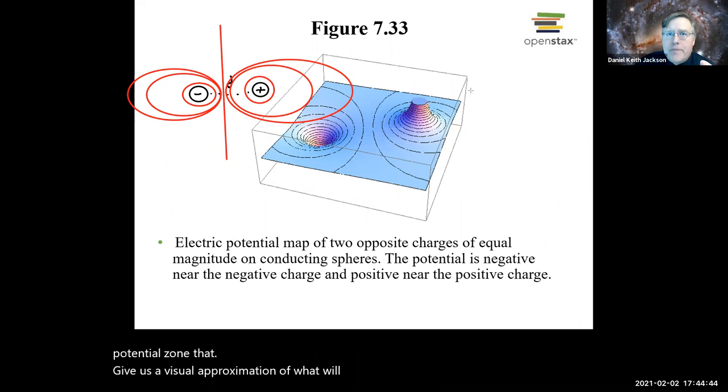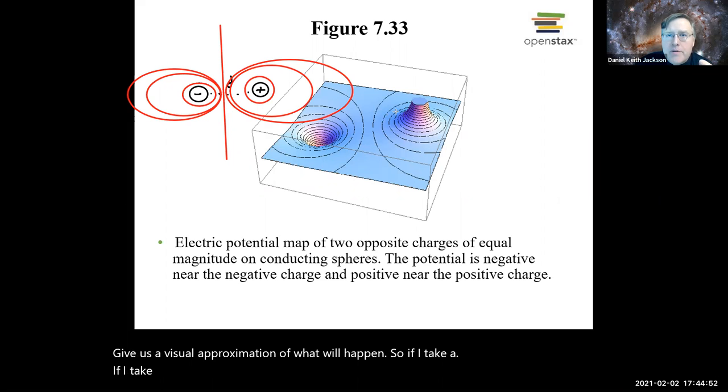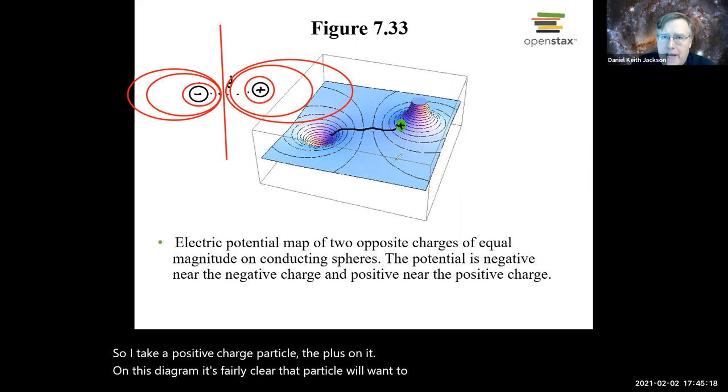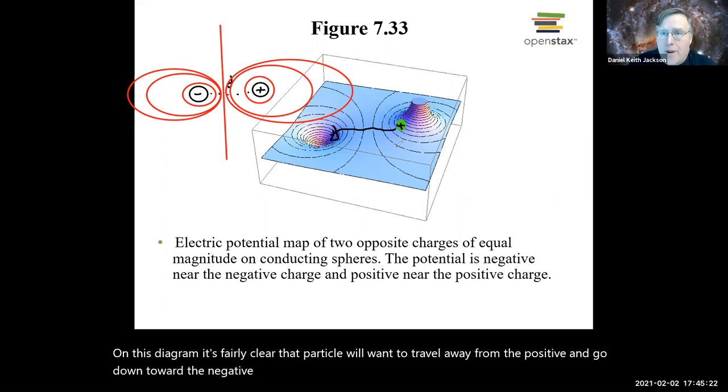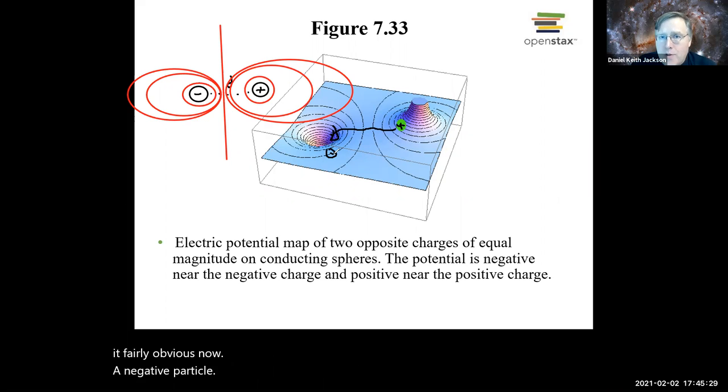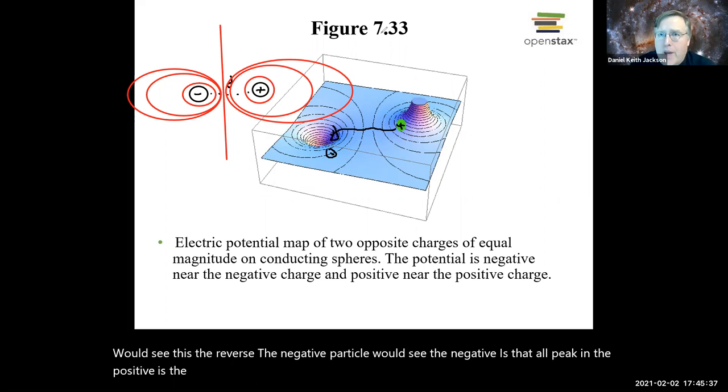So if I take a positively charged particle, like so, with a plus on it. On this diagram, it's fairly clear that that particle will want to travel away from the positive and go down toward the negative, right? That gives us this three-dimensional representation, and it makes it fairly obvious. Now, a negative particle would see this the reverse. The negative particle would see the negative as the tall peak and the positive as the low dip. But that's just simply a different way of representing this.